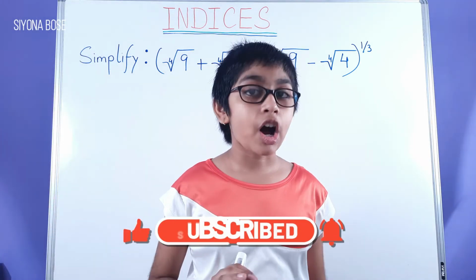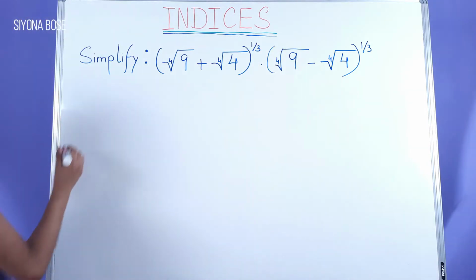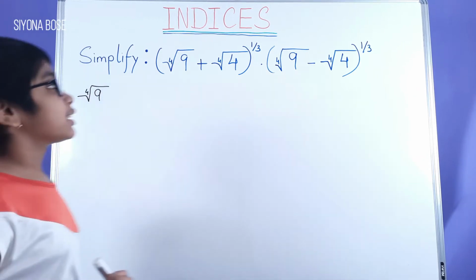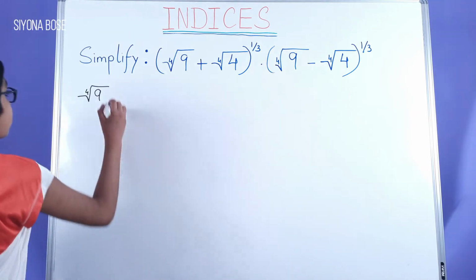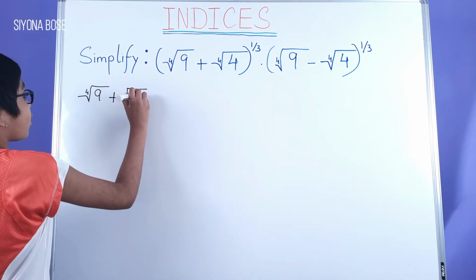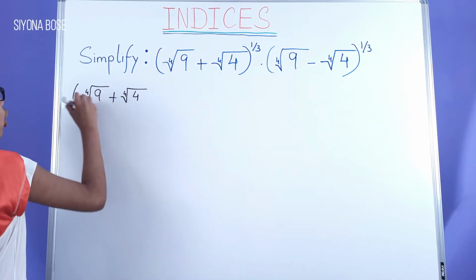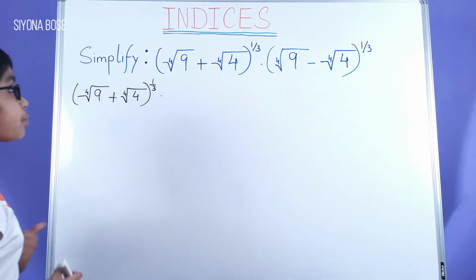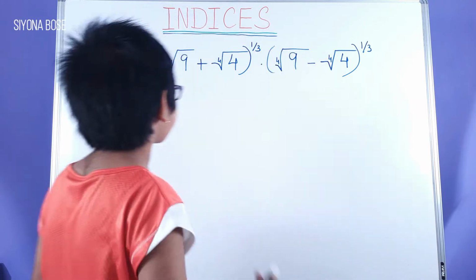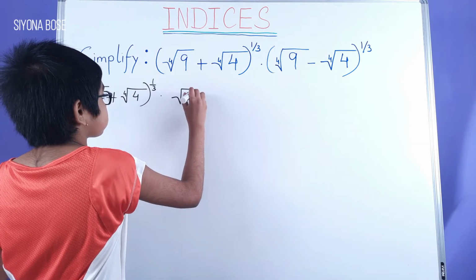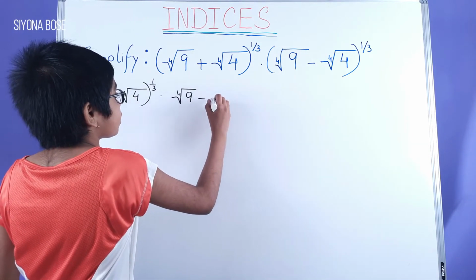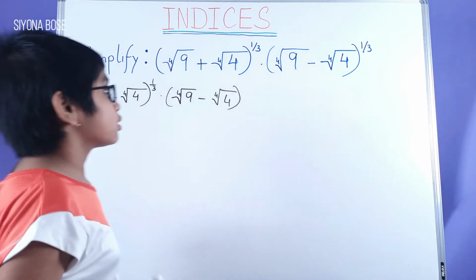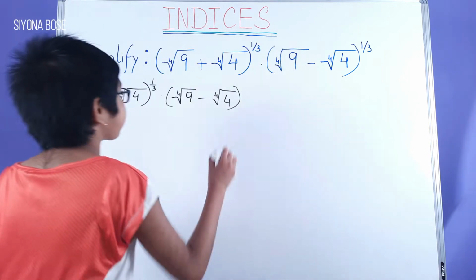Firstly, we have to copy down the sum. So let's do that first. 4th root of 9 plus 4th root of 4 whole to the power of 1 by 3 into 4th root of 9 minus 4th root of 4 whole to the power of 1 by 3.